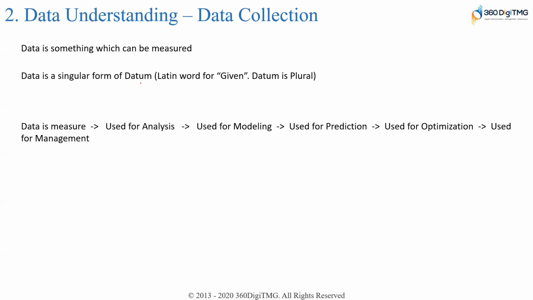Data is the plural form of datum. Datum is a Latin word for given. Data is a measure which in turn is used for analysis, which in turn is used for modeling, which in turn is used for building prediction models, which in turn is used for optimization, which in turn is used for management decision making. That's data. Data is not something that you have access to, right?